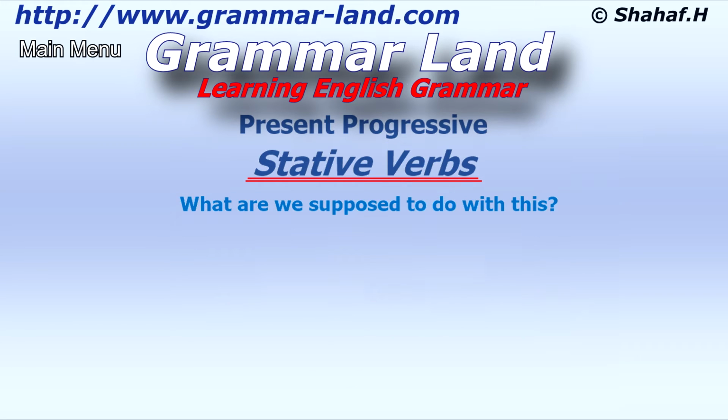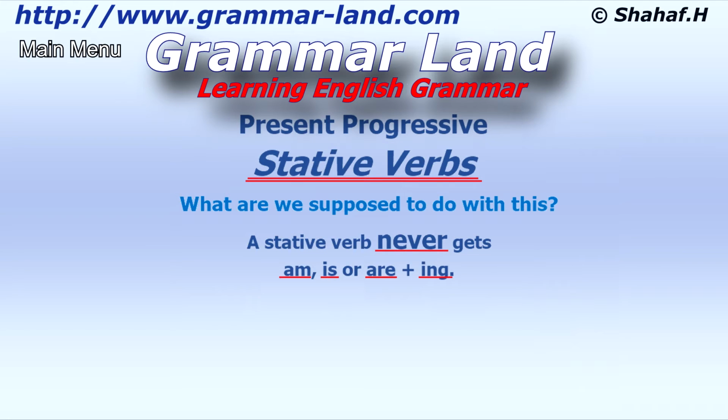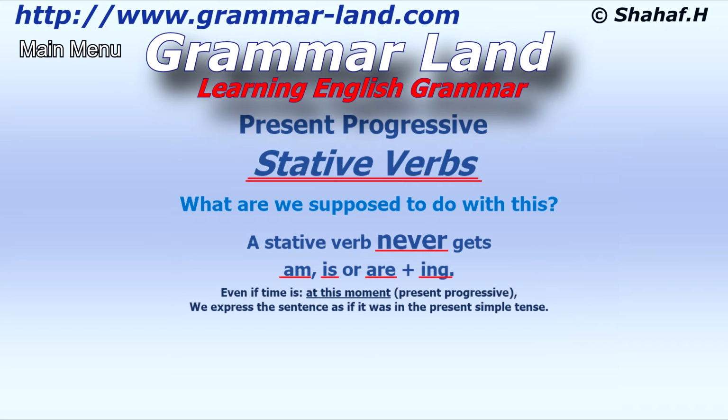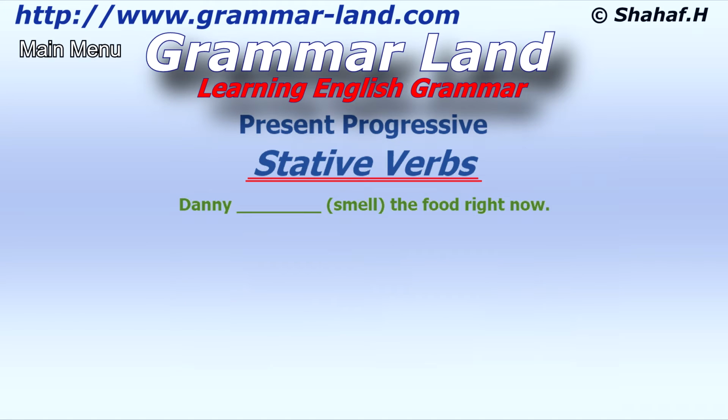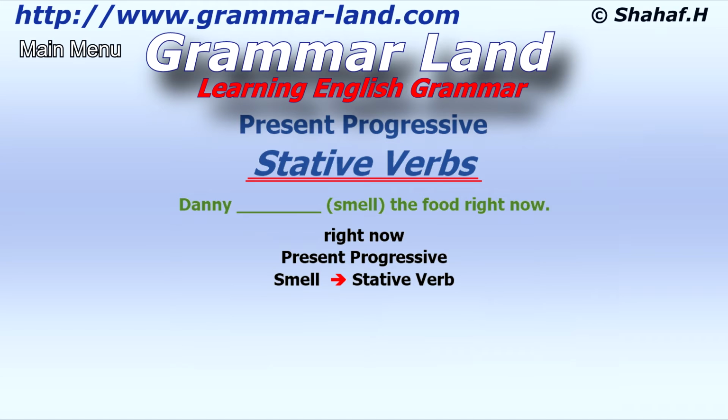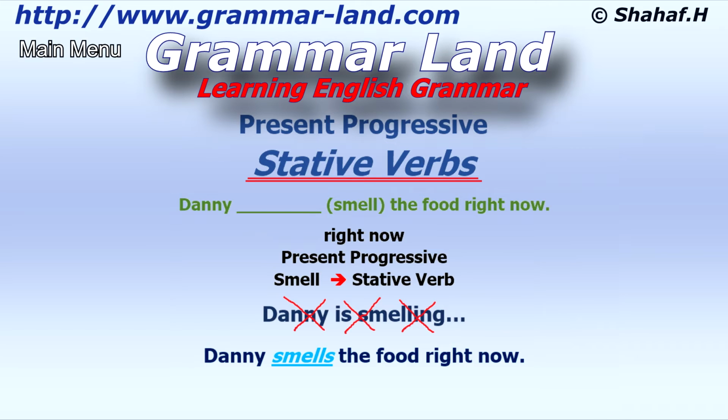So what are we supposed to do with this? A stative verb never gets am, is, or are, plus ing. Even if the time expression is at this moment, present progressive, we express the sentence as if it was in the present simple tense. For example, Danny, smell the food right now. The time expression is right now, and that indicates that the tense is present progressive. The verb smell is a stative verb, and that is why it is wrong to say, Danny is smelling the food right now. The right way to express the action is, Danny smells the food right now.